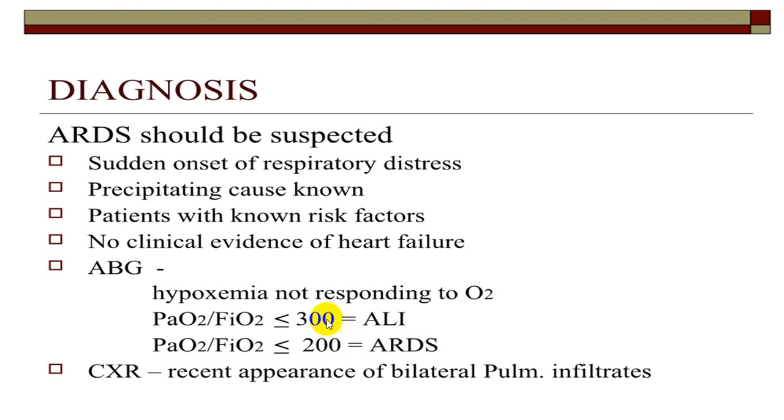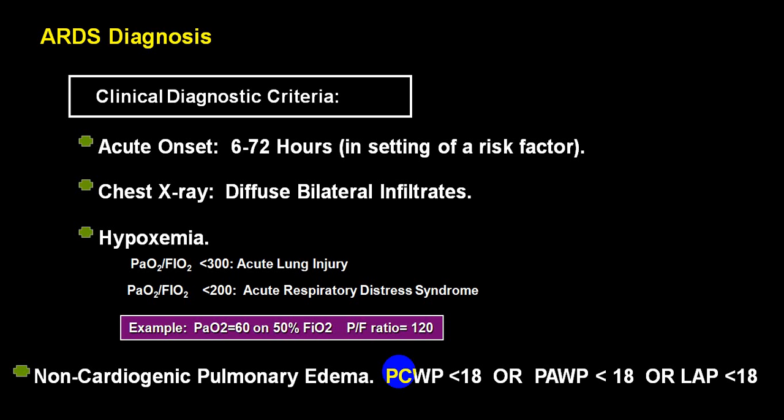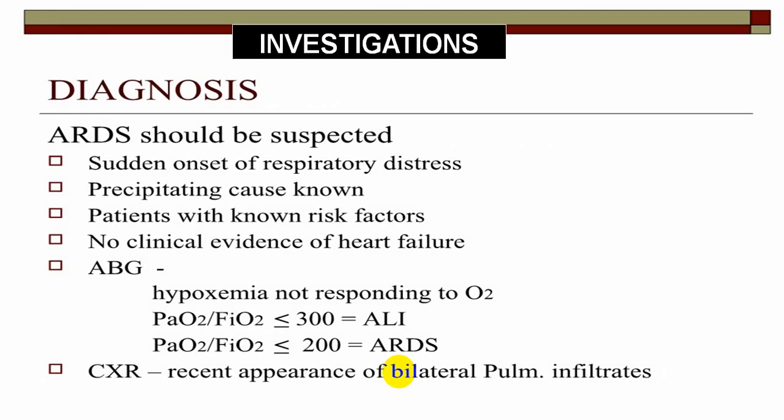If it is between 200 and 300, it is called mild. If it is between 200 and 100, it is called moderate, and if it is less than 100, we call it severe. On a chest X-ray, you get bilateral pulmonary infiltrates, which are also described as a ground glass appearance. We already uttered all those things; the same thing is repeated here.